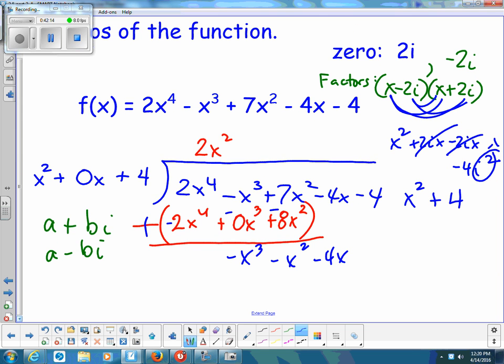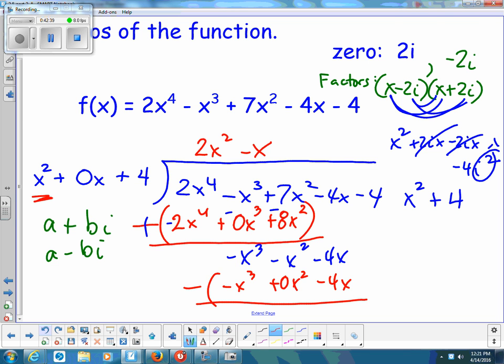And when I do that, I can again say, what about this x squared? X squared times what gives me a negative x cubed? And that's going to be what? Negative x. So I want my next term to be negative 1x. I multiply by each of these three terms of the divisor. I get negative x cubed plus 0x squared minus 4x.